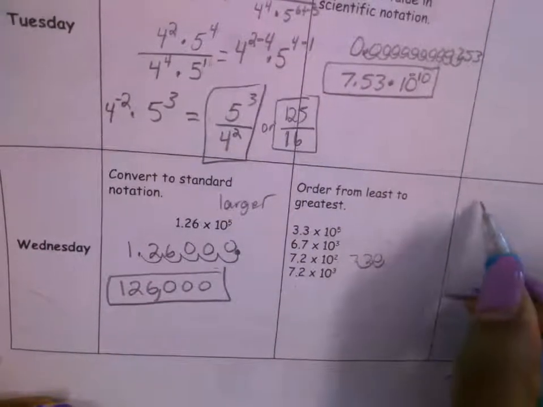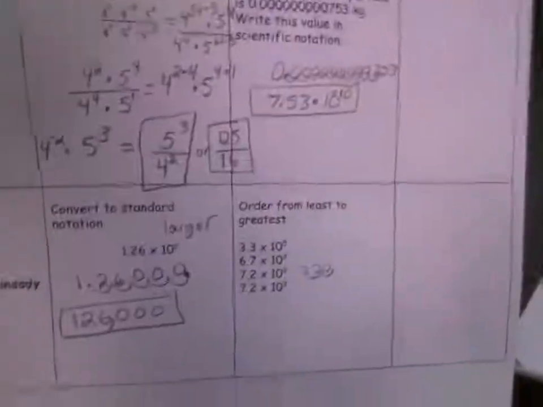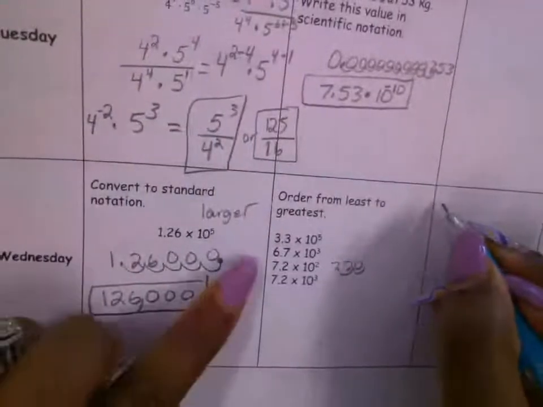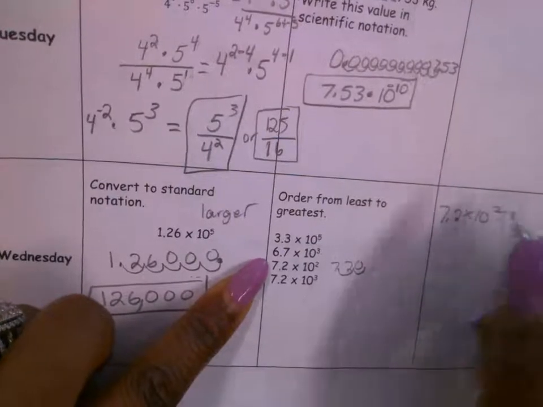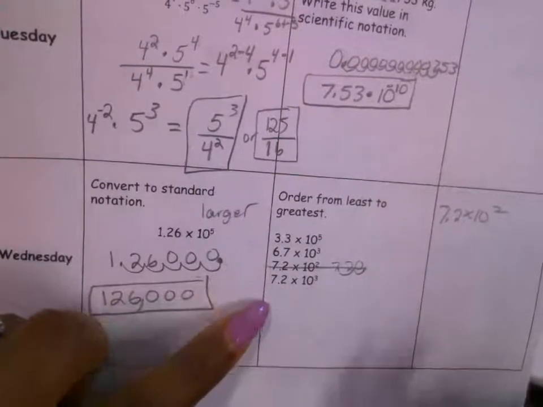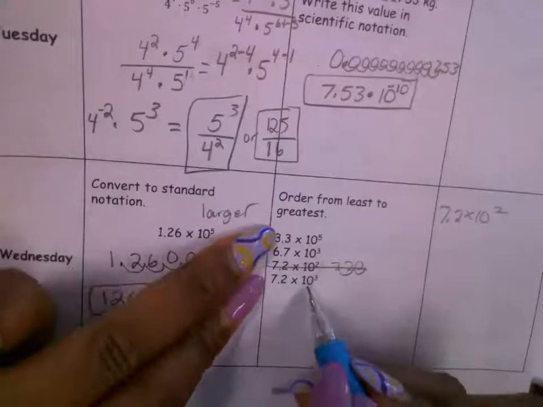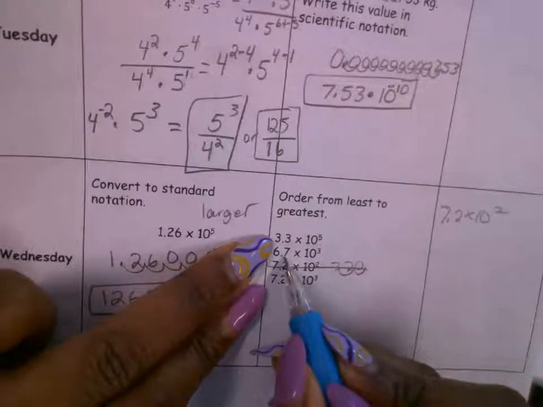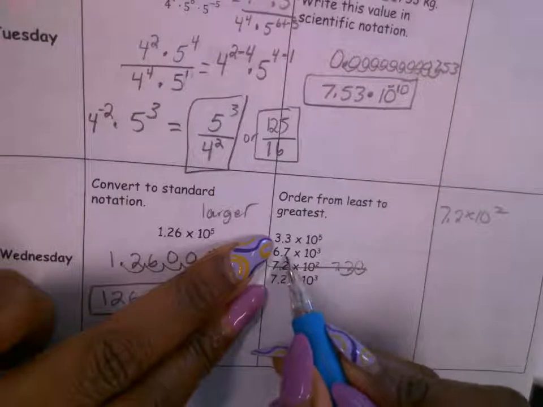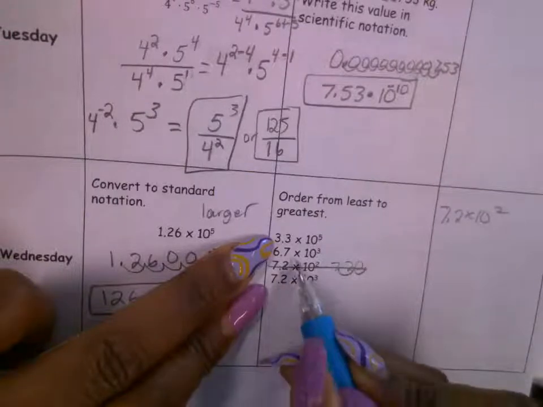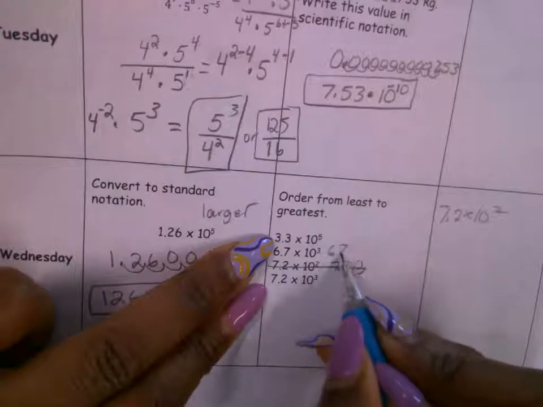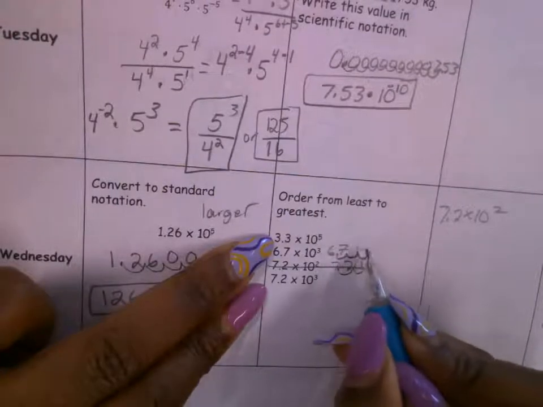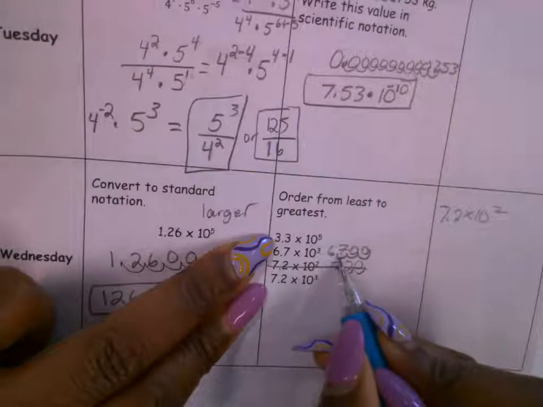720, 720. So I'm gonna write that number first. This one, 7.2 times 10 to the second power. Okay. Then it's going to be between these two. This one is smaller because it's 6.7 instead of 7.2, and you're moving it 3 times. So this number is going to be 3 times. 1, 2, 3. You see that?